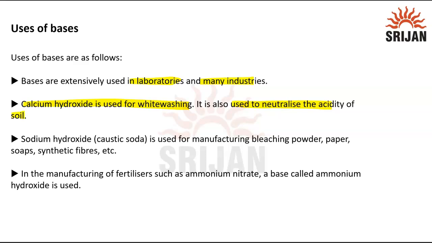Then we have sodium hydroxide, which is used for bleaching and for manufacturing bleaching powder. Then in paper, soap and synthetic fibers. Also bases are used in the manufacturing of fertilizers. Among the various fertilizers we have, one is ammonium nitrate, and a base is used which is ammonium hydroxide. NH4OH is used in its manufacturing.